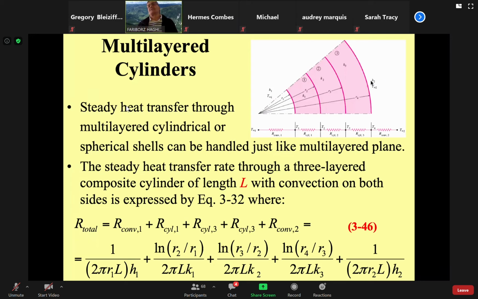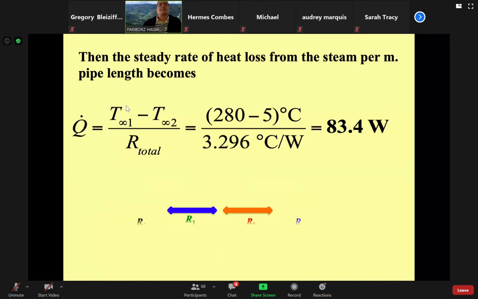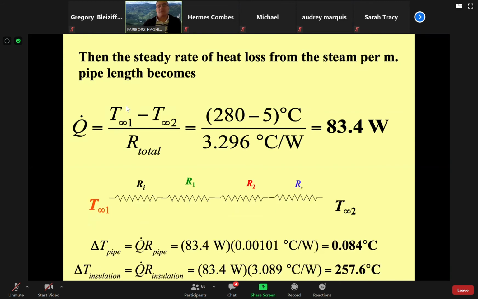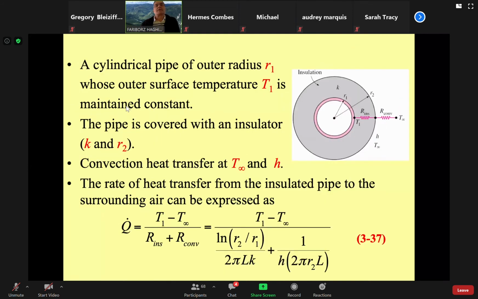If I increase this one, the area becomes bigger, and the convective heat transfer from my exterior surface is called hA times delta T. Therefore, my area will increase. As the area increases, my resistance will decrease. If I increase this one, the resistance will decrease. This brings us to the subject of this part, okay?